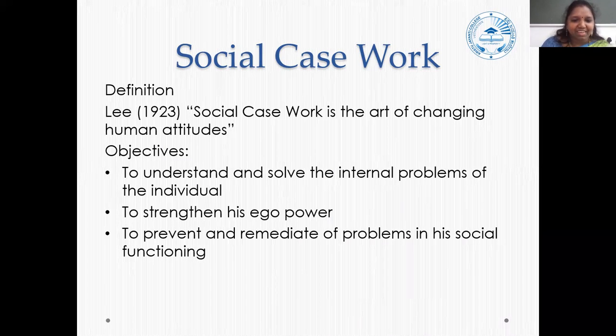The second one is strengthening his ego power. So make the client understand his reality and help the client perform his roles and responsibilities in an effective manner. And the third one is preventing and remediating problems in his social functioning.